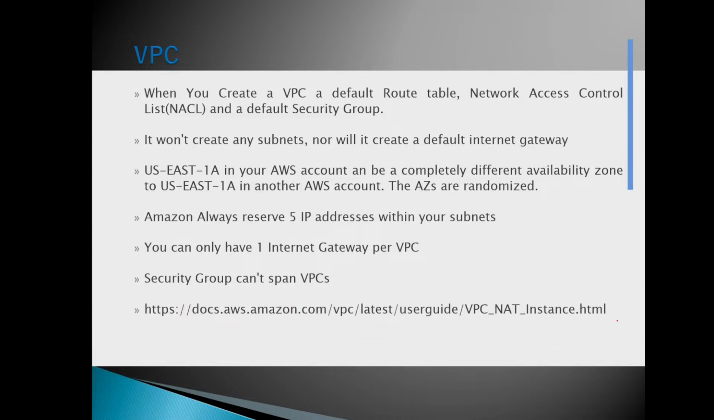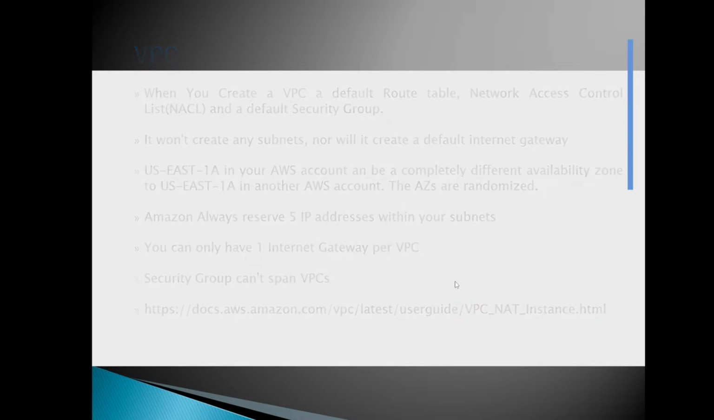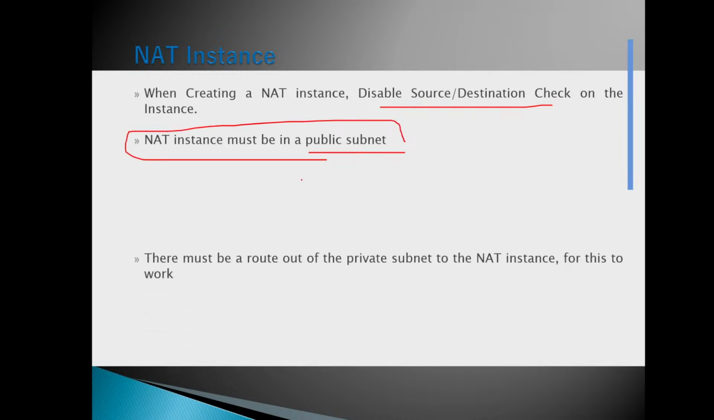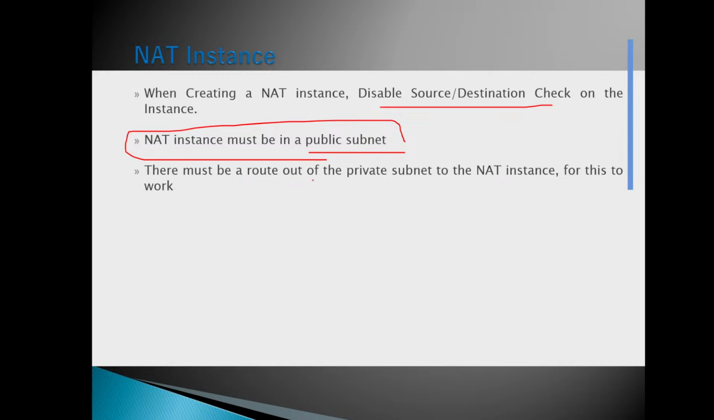These are the URLs for NAT instance. You can check it out. When you create a NAT instance, we have to disable the source and destination check. This is to enable the proxy server. The NAT instance must be in a public subnet. This is important. There must be a route out from the private subnet to the NAT instance for this to work. So we have to attach a NAT instance to the route table.